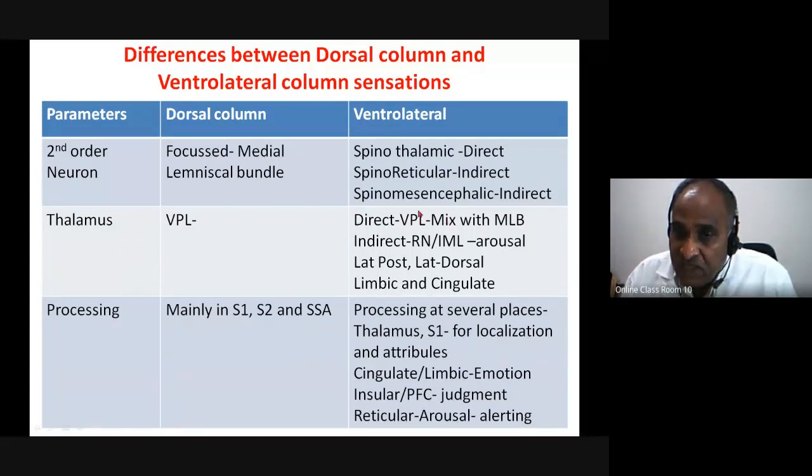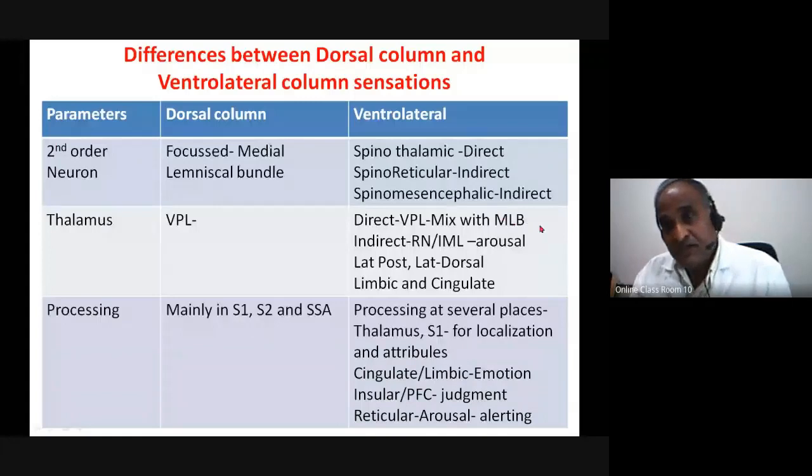Now this VPL is mixed up with the medial lemniscal bundle and ascends. Okay, that's about the thalamic relay.